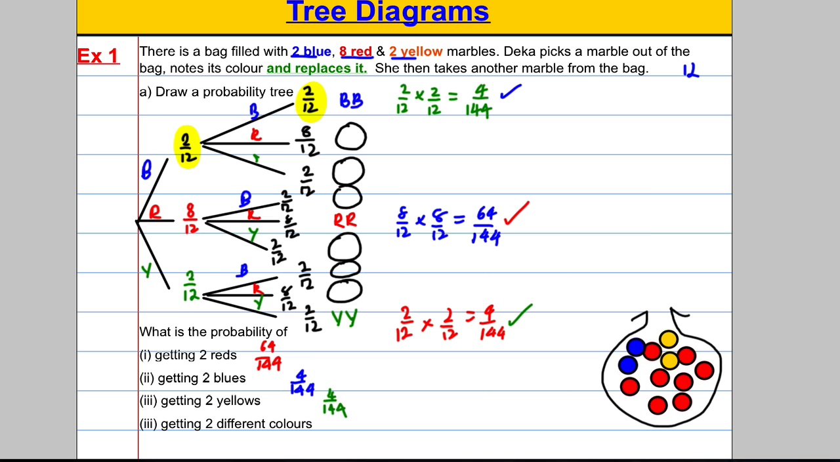Or what we could do is simply do 1 subtract all of these added together. So 1 subtract 64 out of 144 plus 4 out of 144 plus 4 out of 144. Because either they're all the same or they're different. So because probabilities have to add to 1, if we do 1 take away they're all the same, it must give us the probability that they're all different.